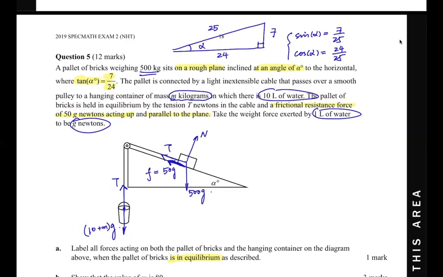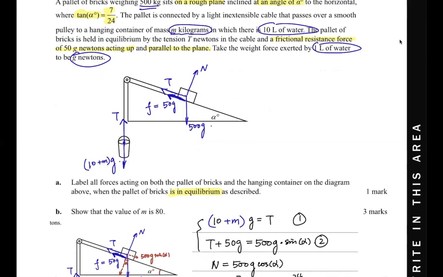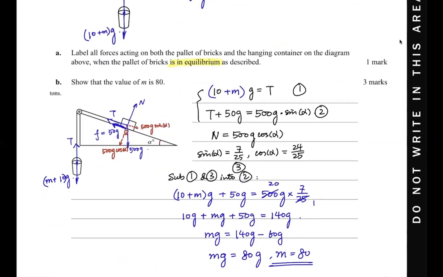And you have a normal reaction force coming from the perpendicular resolute of 500g, perpendicular to the plane, okay? Finally, the 50g newtons acting up and parallel to the plane. That means the resistance force is acting upwards and parallel to the plane. So you need to label everything correctly in part A. Then you need to show that the value of M is 80.